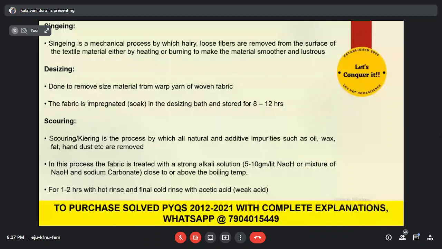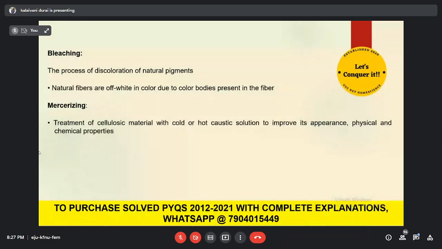Okay, next is scouring. Scouring process simply मैं बताऊं तो naturally जो impurities होते हैं ना in the fibers, we remove that. That process is called as scouring. I'm not going deeply into this subject because obviously you will study it from the PYQ PDF. Next is bleaching. Bleaching process में हम naturally जो pigments present होते हैं in fibers, we try to bleach them off to make it easier to spread the dye properly in the fiber.